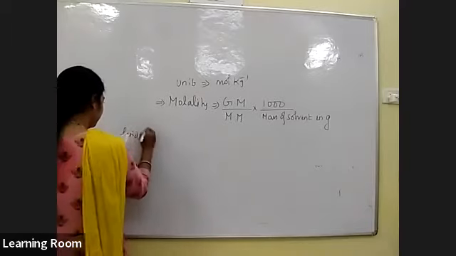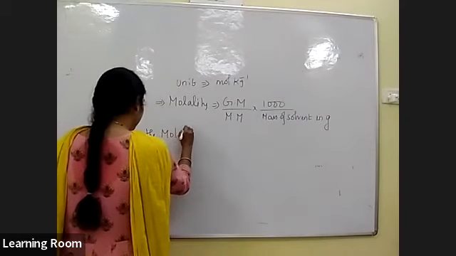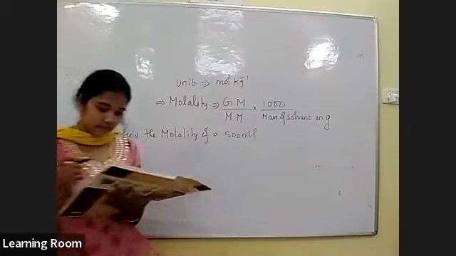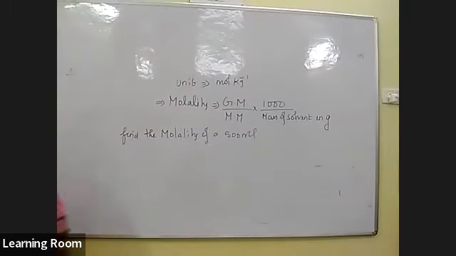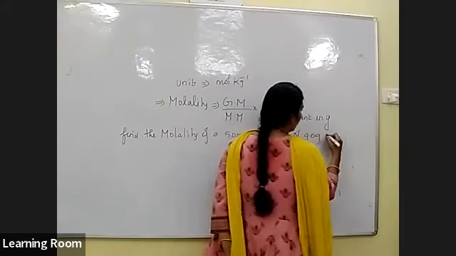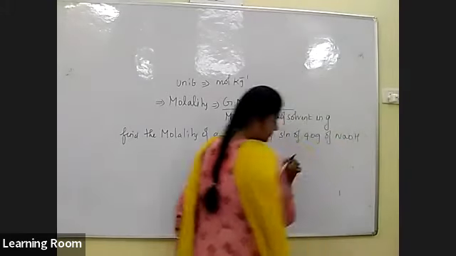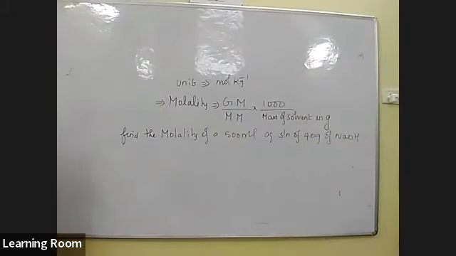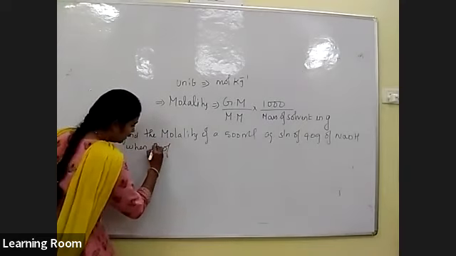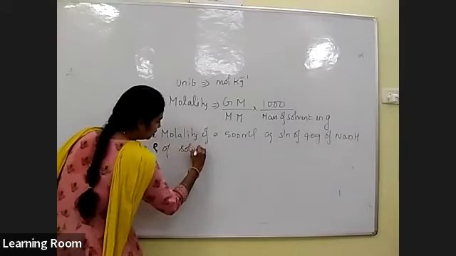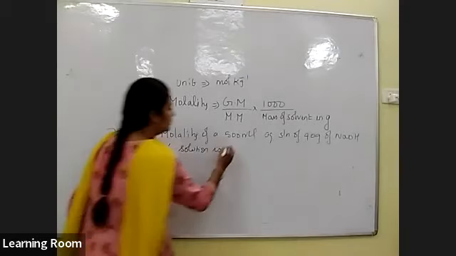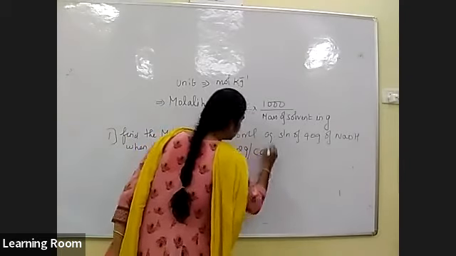Find the molarity of a 500 ml aqueous solution of 40 grams of NaOH, when the density of solution, see this is density, okay? Density of solution is 1.2 gram per cc.